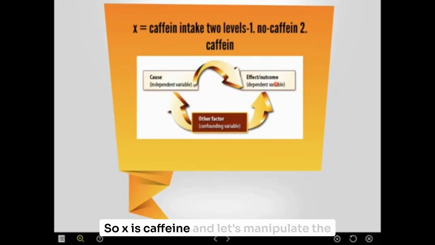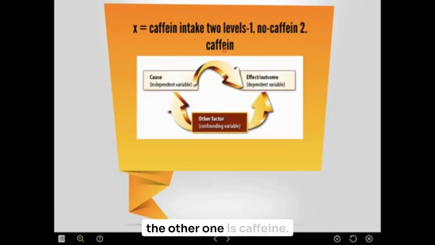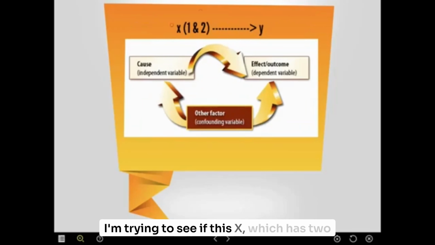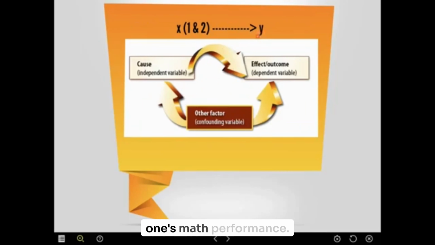So X is caffeine, and let's manipulate the level of X, the independent variable, which is caffeine, into two. Level 1 is no caffeine. Level 2 is caffeine. So each variable will have at least two levels, right? Now, let's assume one level has no caffeine, the other one has caffeine. I'm trying to see if this X, which has two levels, no caffeine and caffeine, influences one's math performance.